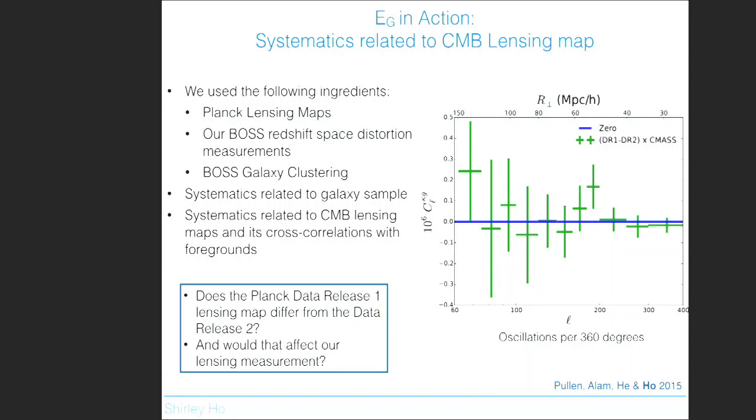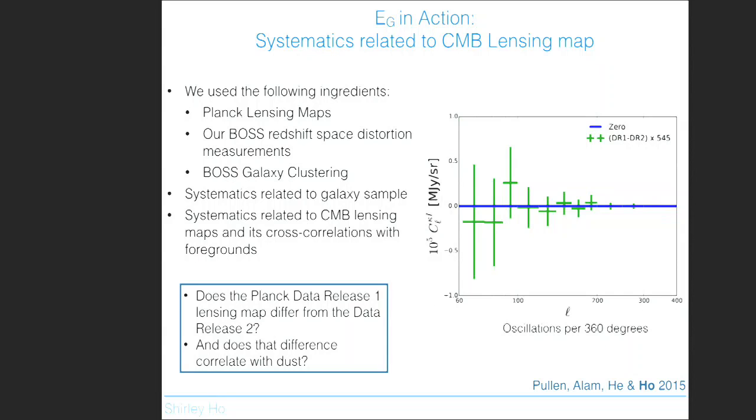So the first thing we test is to take the data release 1, subtract the data release 2 of Planck, and cross-correlate it with a CMASS galaxy sample and see if there's any residual effect coming from the change of the CMB lensing map over different data releases, consistent with 0.